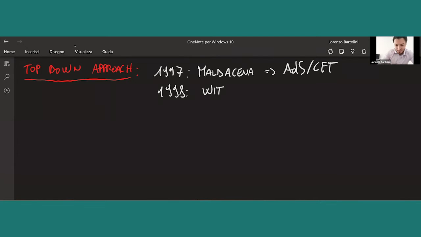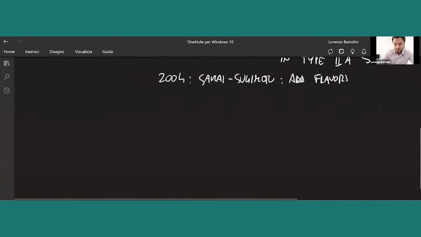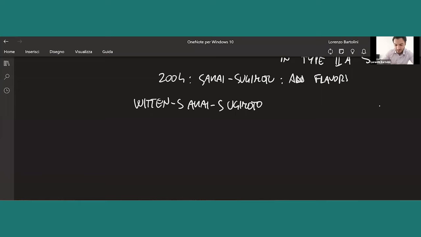And just a few months later, Witten develops a confining geometry in type IIA string theory, as I anticipated yesterday. And in 2004, Sakai and Sugimoto added flavor to this model. And so this is why this is called the Witten-Sakai-Sugimoto model. From now on, if I write WSS, it will do.